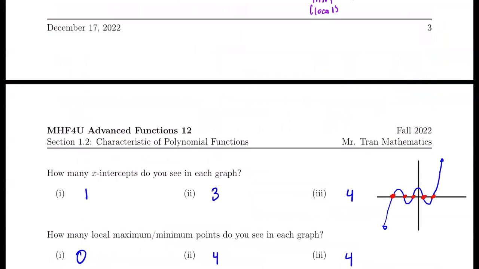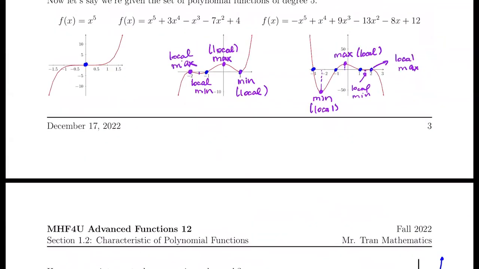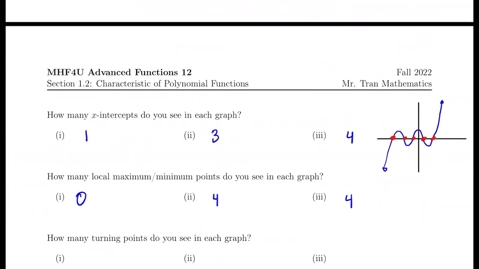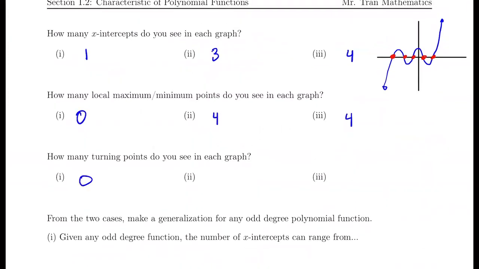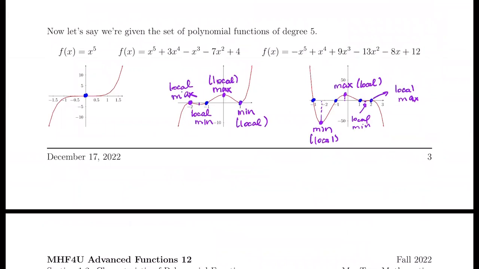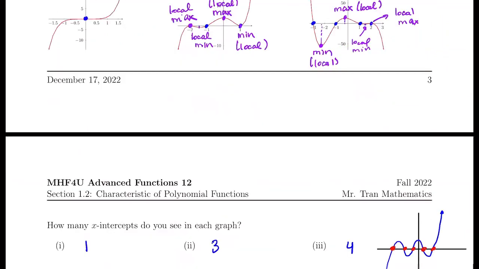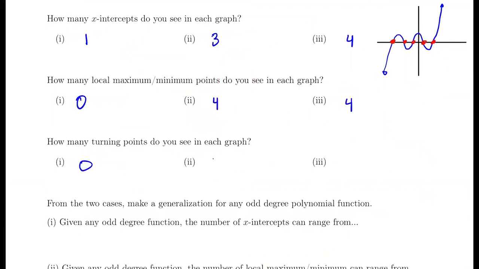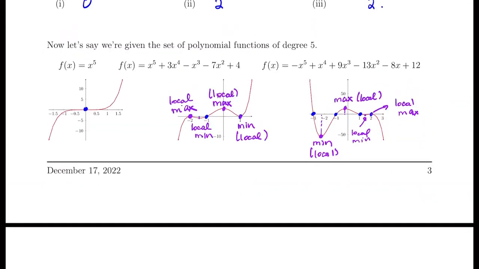Okay, so the turning points that we see in each graph, once again, the turning points has to go from increasing to decreasing or decreasing to increasing. For the first graph, we would see that the function is always increasing, so there are no turning points. So we say 0. For the second graph, we would see that there's one turning point here, there's another turning point here, another one, and then another one. So we have 4 turning points. And then for the third one, we would see that we also have 1, 2, 3, and then 4 turning points.